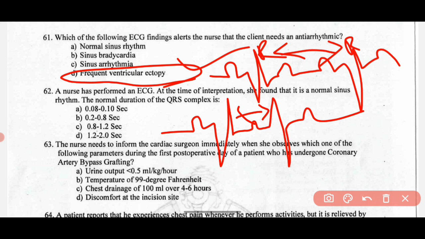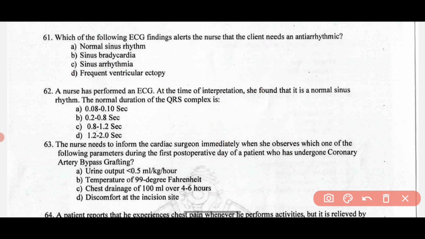The RR interval is going to be very short. Okay, so this is what is happening in the premature ventricular contraction, or frequent ventricular ectopy. When the client has frequent ventricular ectopy, the client needs antiarrhythmic drugs.